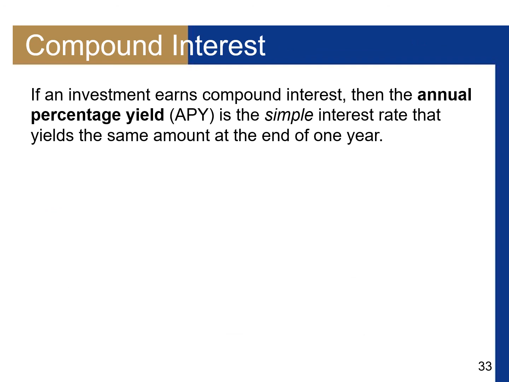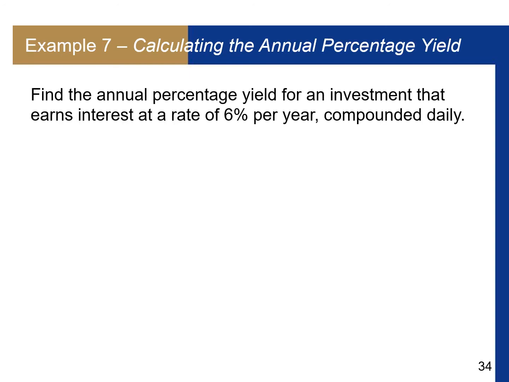If an investment earns compound interest, then the annual percentage yield, APY, is the simple interest rate that yields the same amount at the end of 1 year. Finding the annual percentage yield for an investment that earns an interest rate of 6% a year compounded daily.